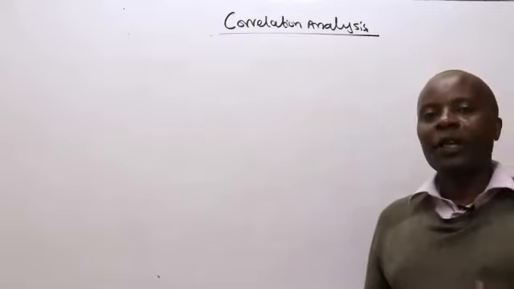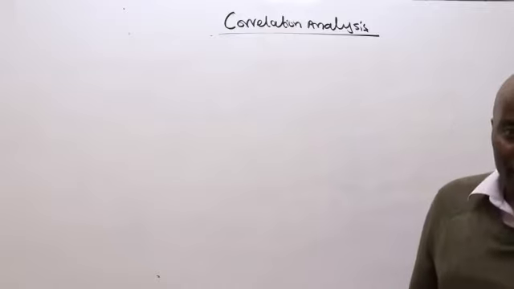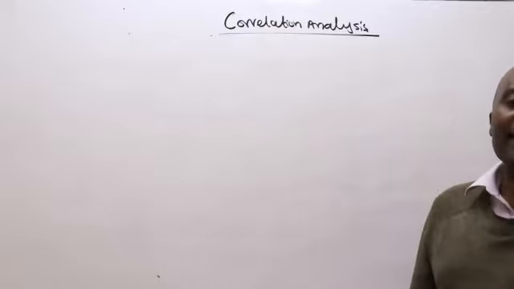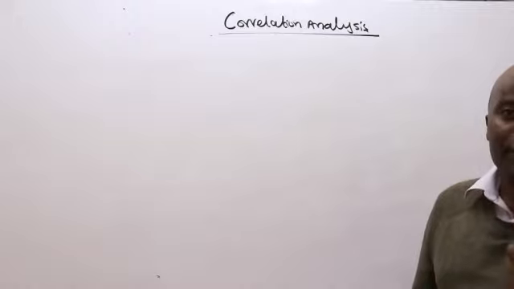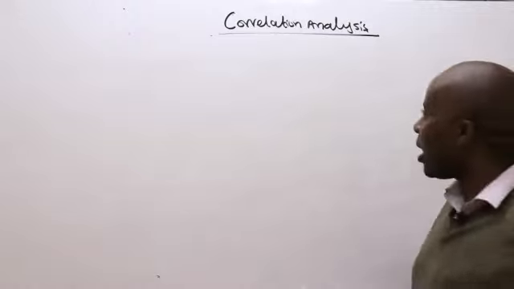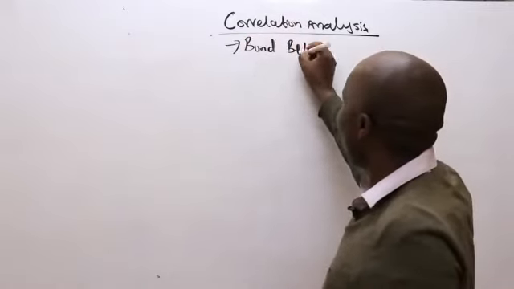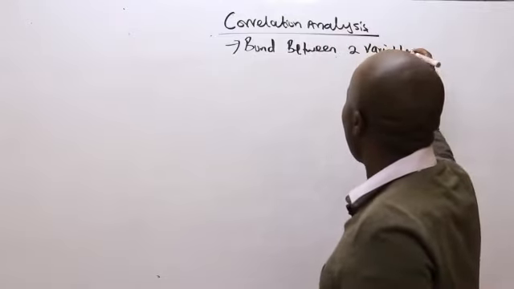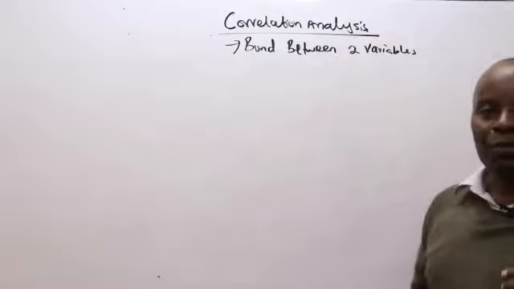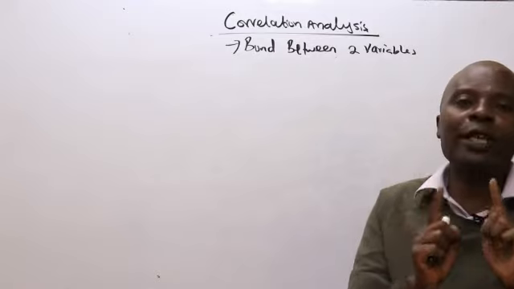Now, ladies and gentlemen, when we talk of correlation, "co" comes from the word common. So correlation is basically a measure of the bond, a measure of how strongly two variables are related. It measures the bond between two variables. The question will be, how strongly are these two variables related?